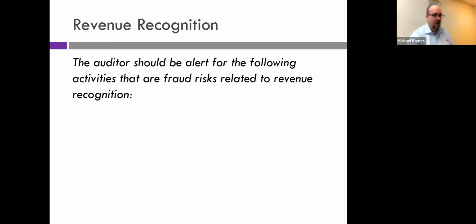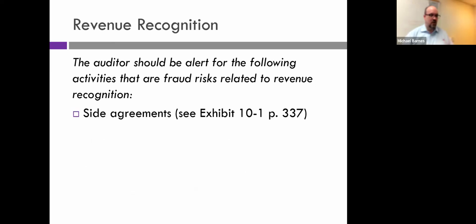All right. So auditors should be alert when auditing activities that are fraud risks related to revenue recognition. So here are some important fraud risk things that we're going to consider. These are some very important concepts to be noted. The definitions of these, by the way, are on pages 337 and 338. You can actually read Exhibit 10-1 for this first one, side agreements. A side agreement is basically defined as a transaction that an entity engages in that it would not have otherwise engaged in without some sort of ancillary benefit.